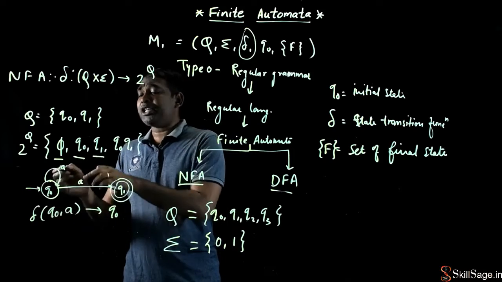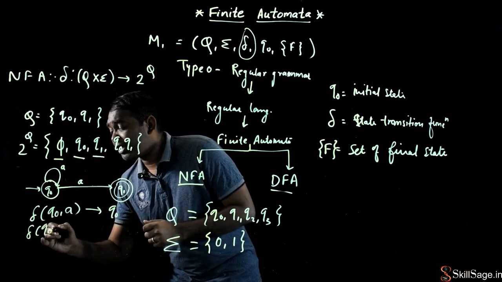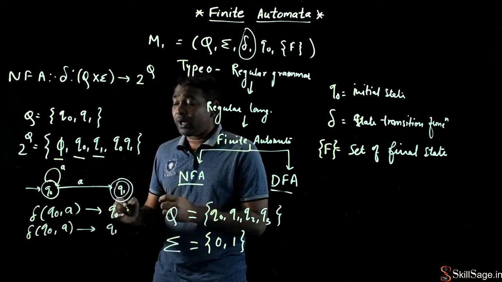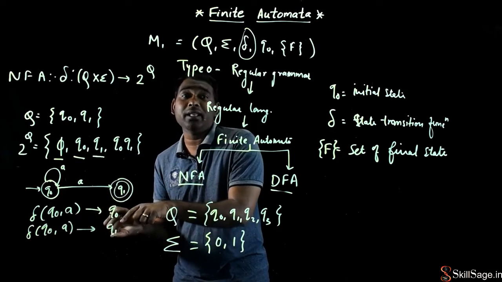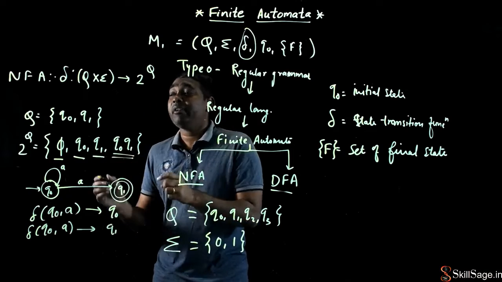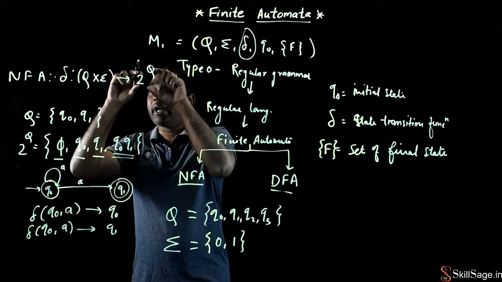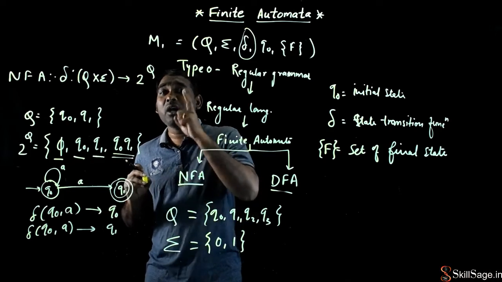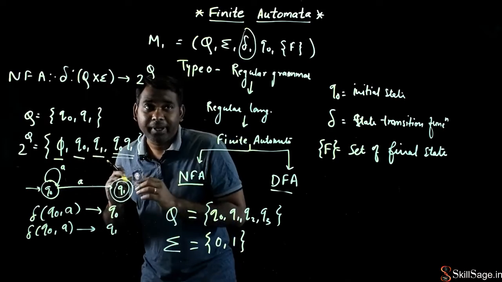But there is one more transition on the same input symbol A from Q0. So I get one more transition, delta of Q0 comma A, which gives Q1. That means on A, I have more than one transition, one is Q0 and the other is Q1. So this is the member where I get the transition on A. This NFA transition says that if you have more than one transition on one input symbol from any state, then it is called an NFA.